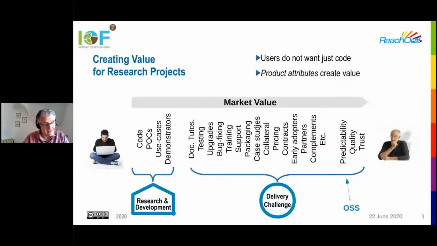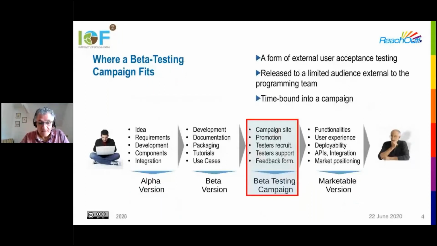So user acceptance testing helps develop these product attributes and increases the market value of the project. Beta testing is a key phase in the project development cycle. Usually, when the product is being developed, there's first an alpha version, and then there's the beta version, which is ready to be tested by the external users. And this is where the beta testing campaign, or the user acceptance testing campaign, comes in.